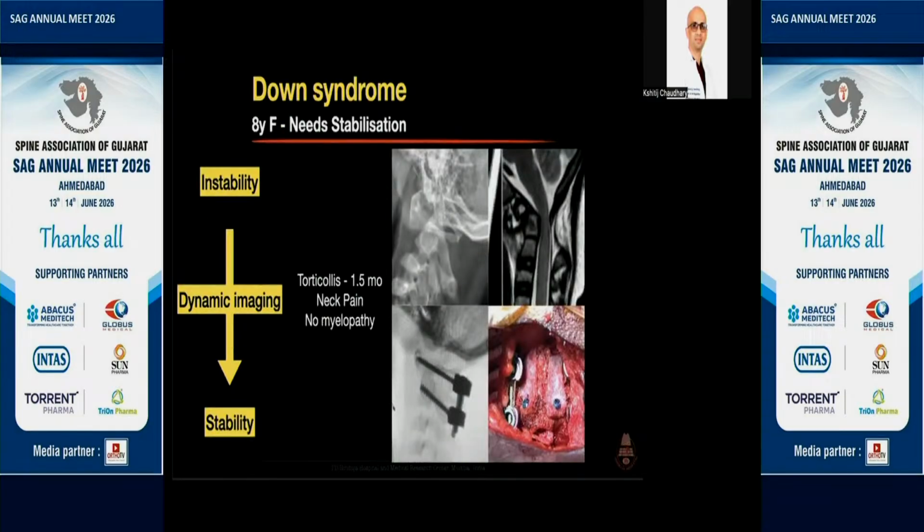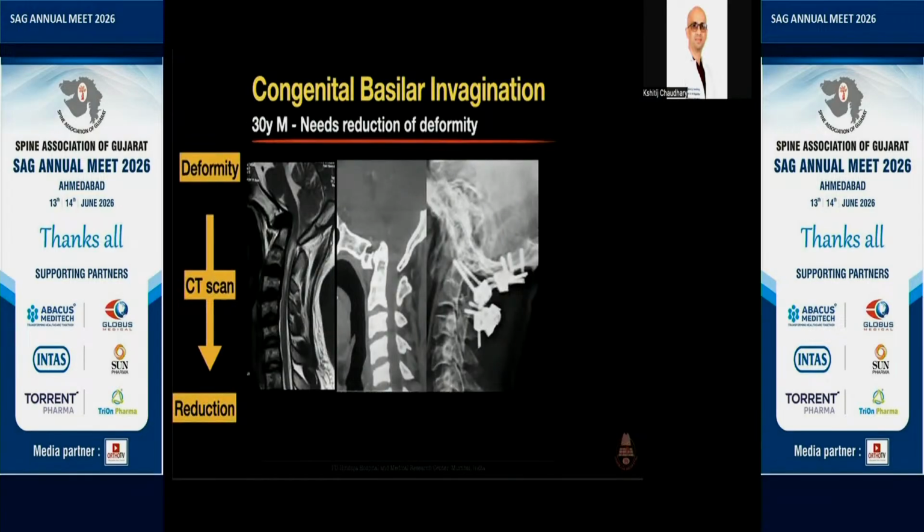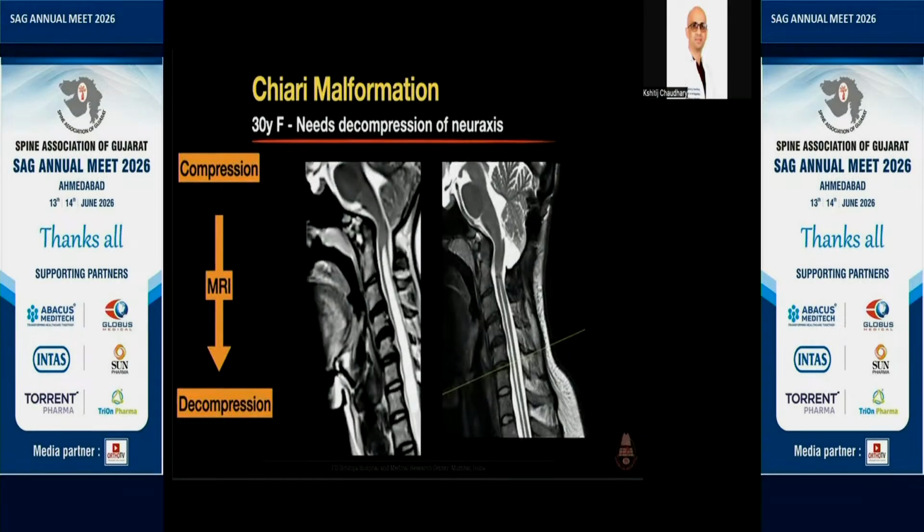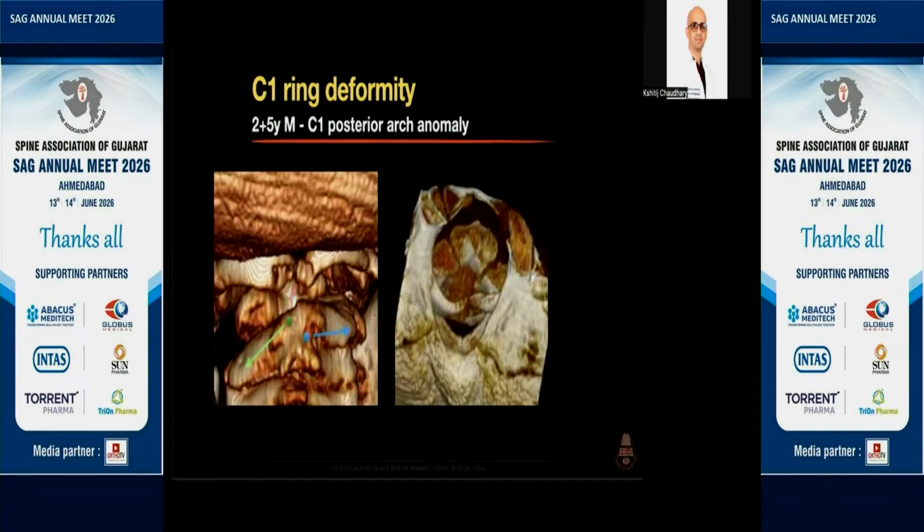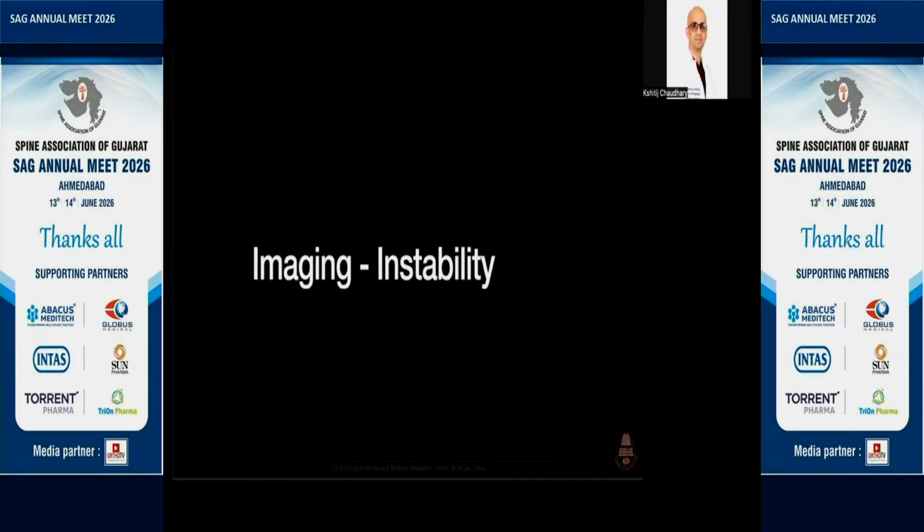So instability in Down syndrome requires stabilization, deformity in congenital basilar invagination requires a reduction, and a malformation without any instability, pure stenosis, requires decompression. That is debatable, but this is one of the classic examples of just stenosis. This is an example of posterior C1 arch anomaly causing compression.